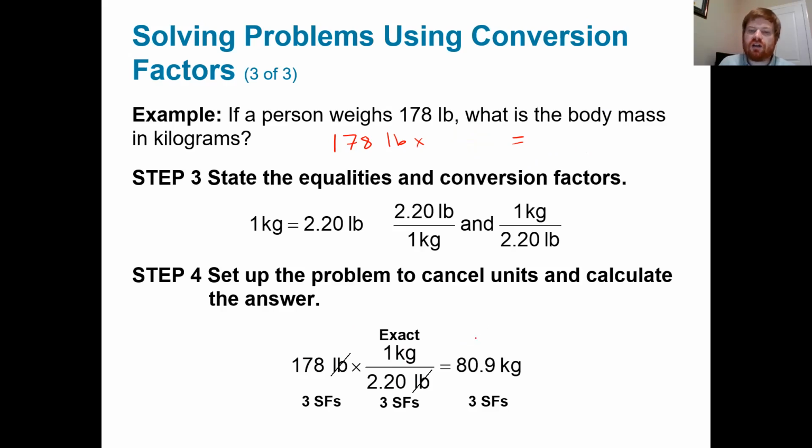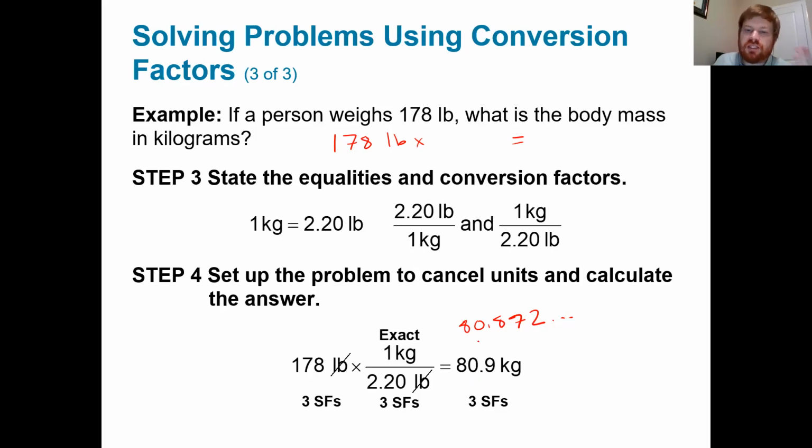When you get it into your calculator, you get a number. So I'm going to make up the number here real quick. Say it's 80.872 in your calculator. Now you need to know, where do I round it?